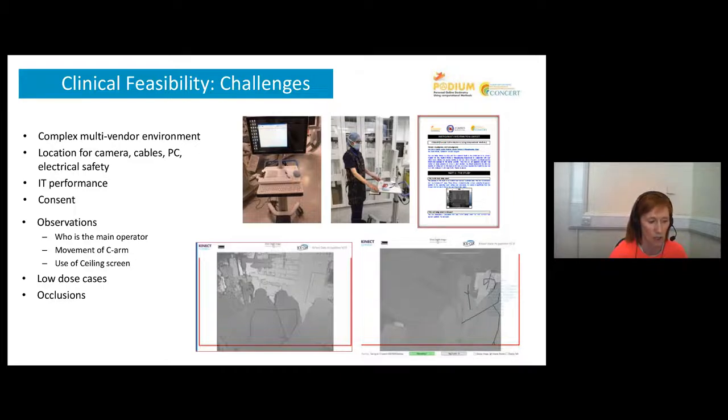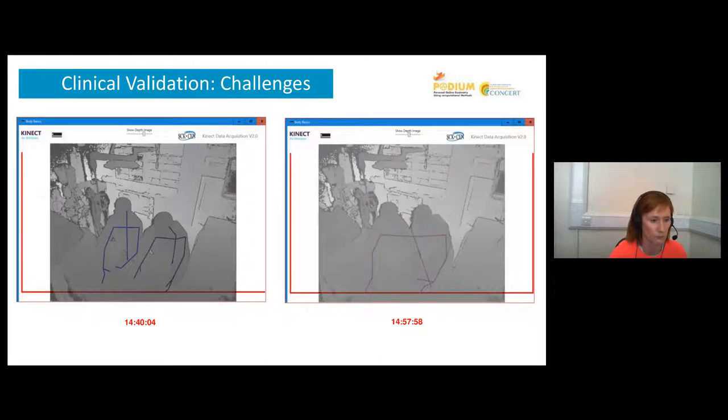We would have had some low dose cases, which is again nice from a radiation protection point of view, but if it didn't record very much on the APD, they were difficult then to simulate. And we definitely would have had some occlusions as the C-arm moved around the room as people stood in front of each other, and you can see some examples where the skeleton tracking wouldn't have worked so well at times when there's occlusions in a really busy room.